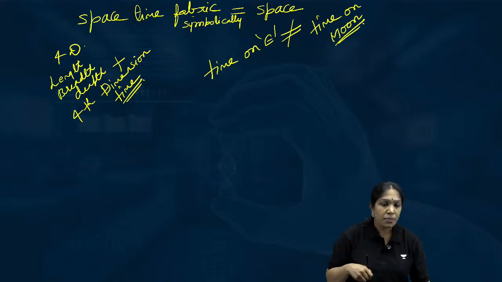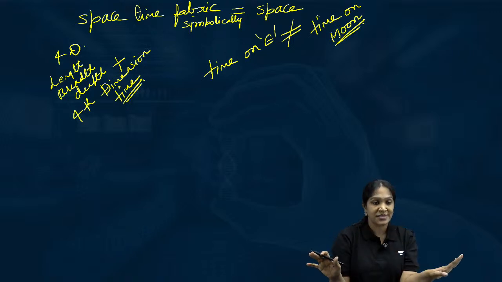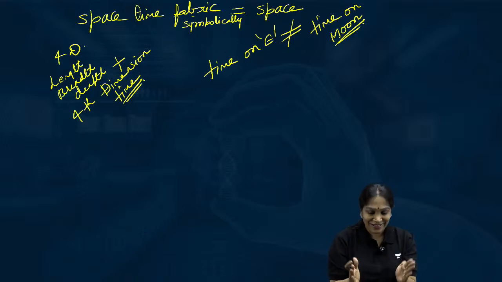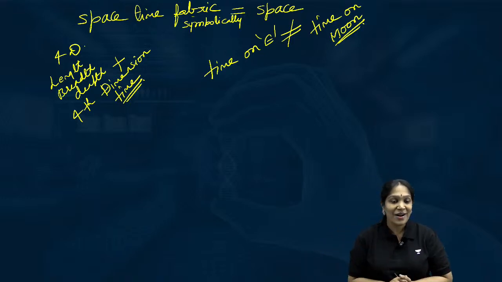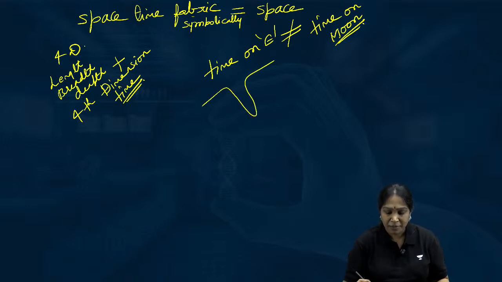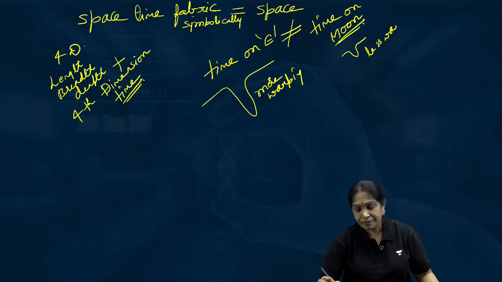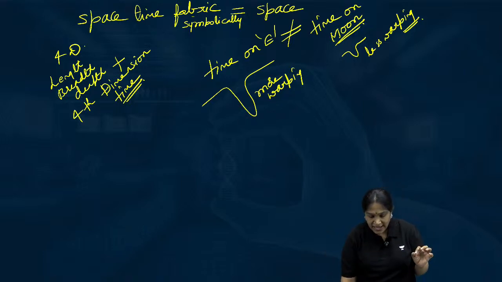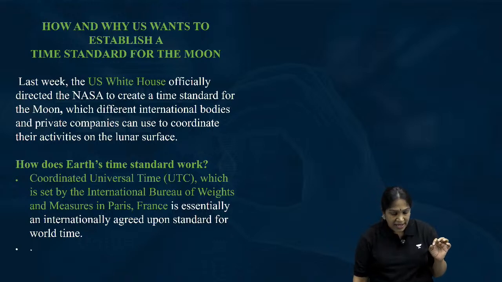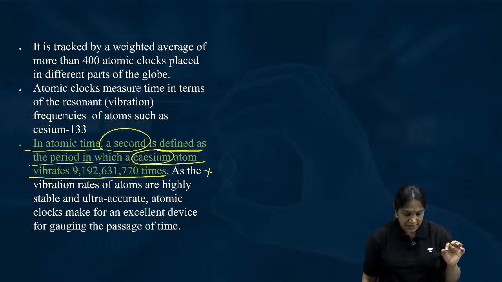Is it clear? Why? It has nothing to do with quantum entanglement. Please don't entangle different concepts. Focus only on this. So time on Earth is not equal to time on the Moon. Why? Because there will be deep warping, more warping here, and less warping here. Is it clear? So that is the reason why the time on the Moon is not the same as time on Earth.